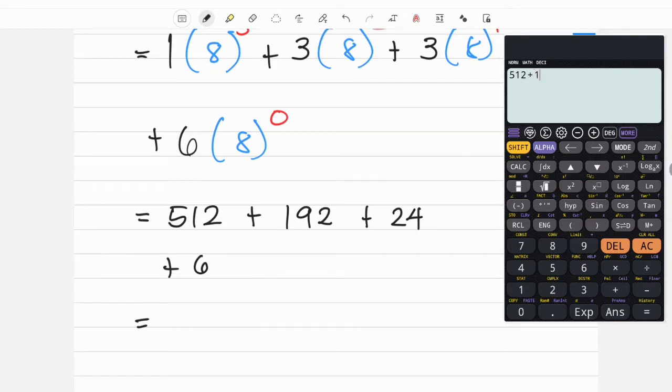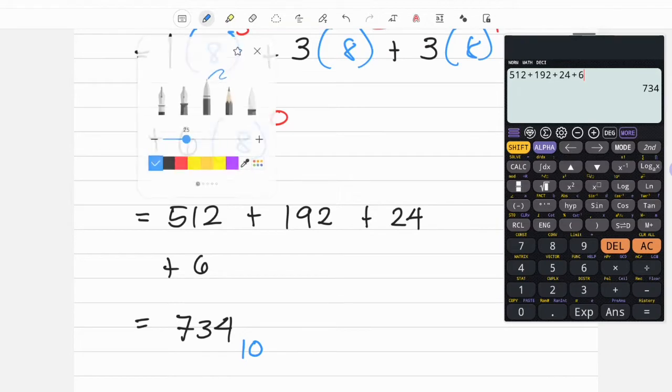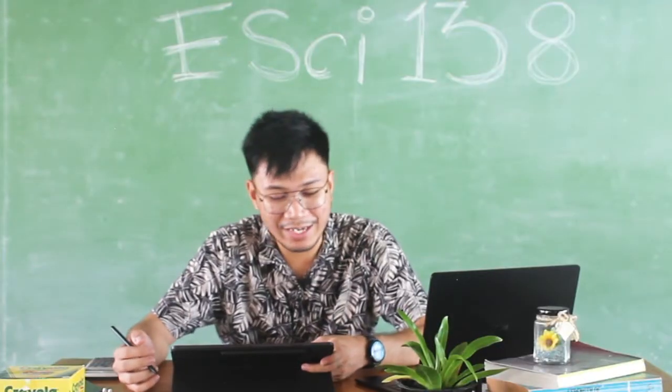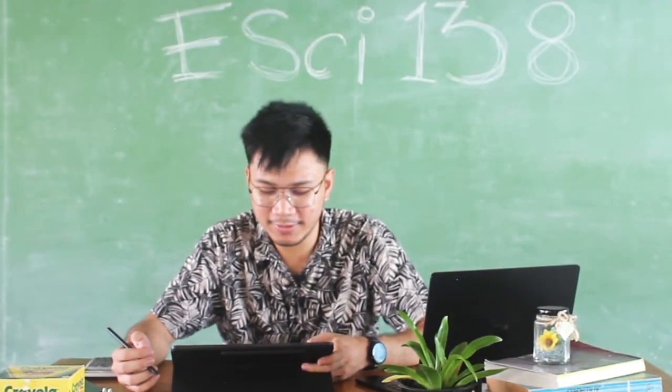512 plus 192, plus 24 plus 6, we have here 734. And this one is in base 10. And this is your answer in this case. Well, diba? Sayon lang, understandable.